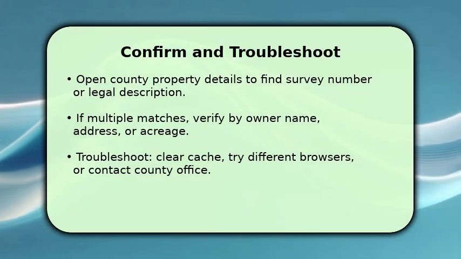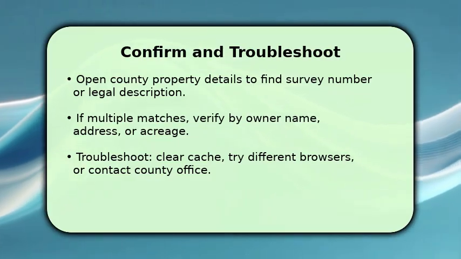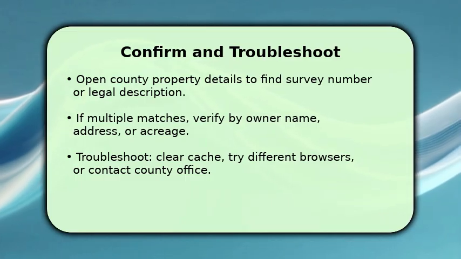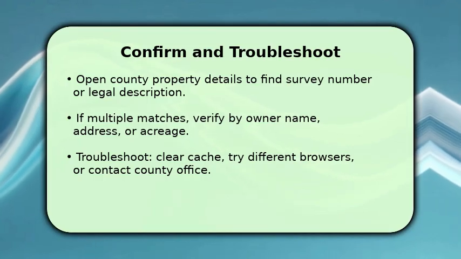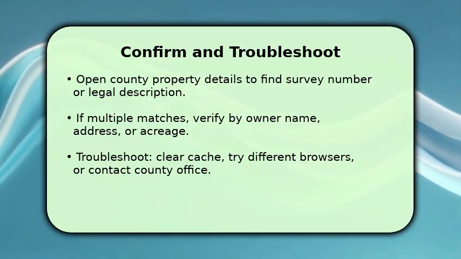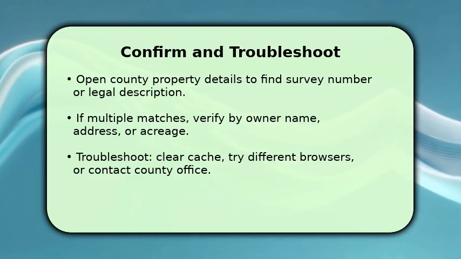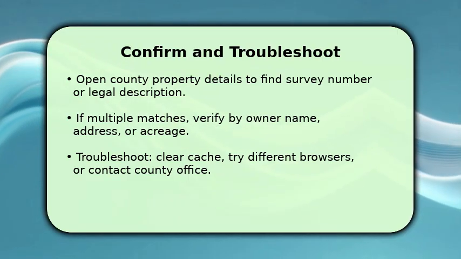Finally, open the county property page that matched your coordinates and read the detailed record for a survey number, legal description, or parcel ID. That's your definitive identifier. If multiple nearby parcels appear similar, confirm by owner name, street address, or acreage to avoid errors.